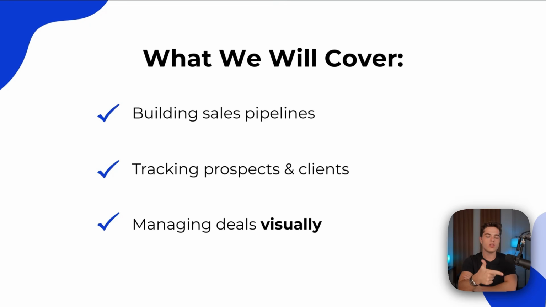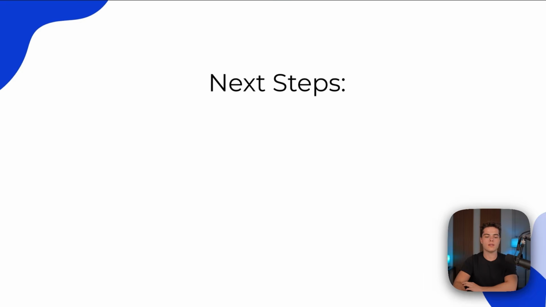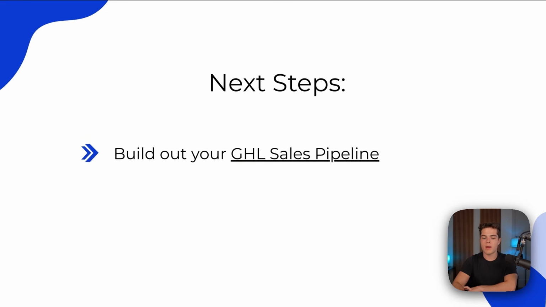It's the simplest thing. Tracking prospects and clients and managing deals visually so you can just keep things all organized. Next steps is build out your GoHighLevel sales pipeline. Again, you guys already imported all my snapshot and stuff, so you guys shouldn't have to do anything really crazy there.